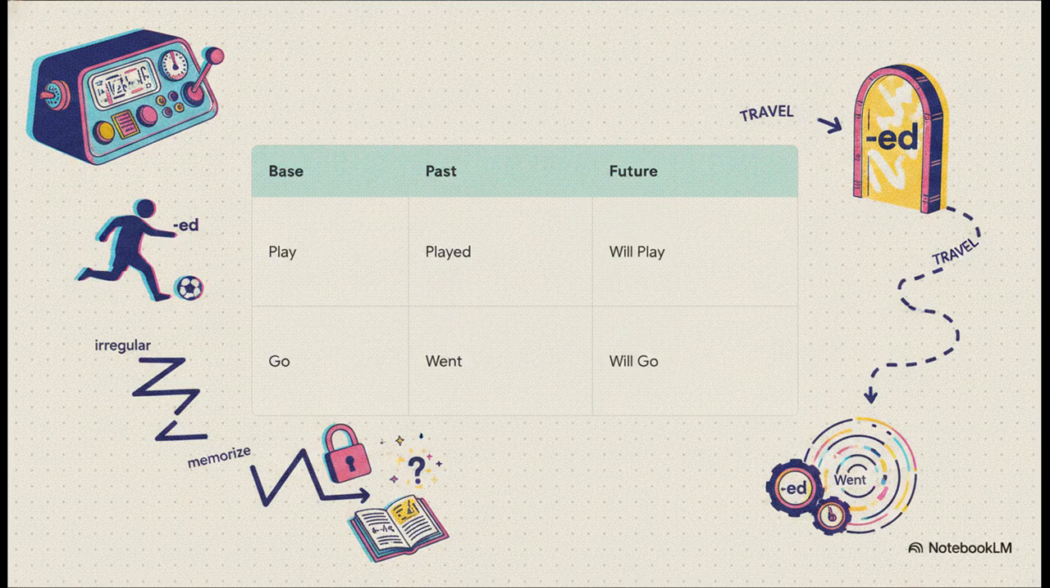Well, for most regular verbs, you just need to attach a simple ed to the base form. So play becomes played, like I played soccer yesterday. Pretty simple, right? But hey, grammar loves to keep us on our toes. Think about the verb go. It doesn't become goed, it becomes went. That's what we call an irregular verb, and sometimes we literally just have to memorize those special time travel codes.